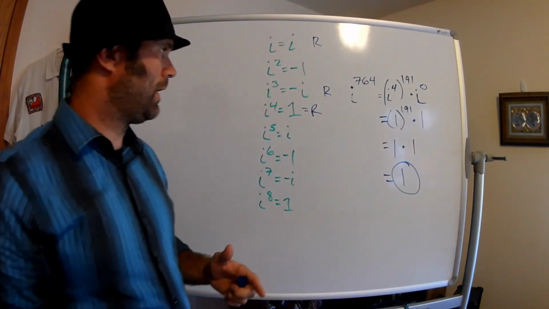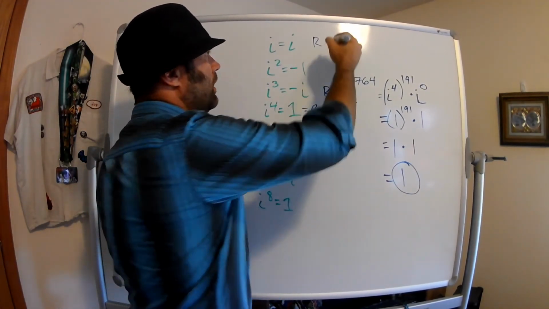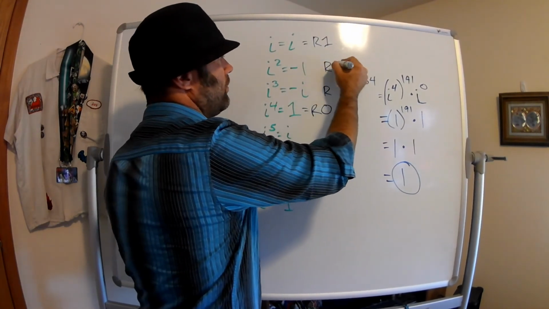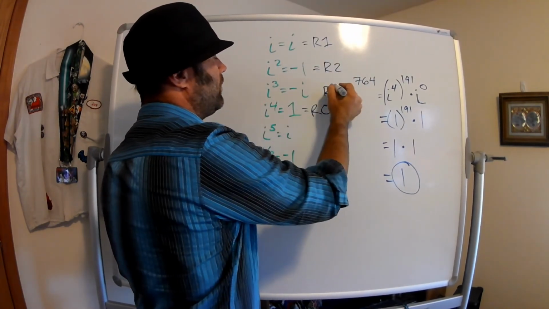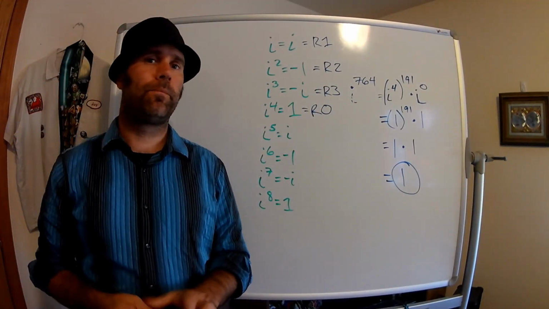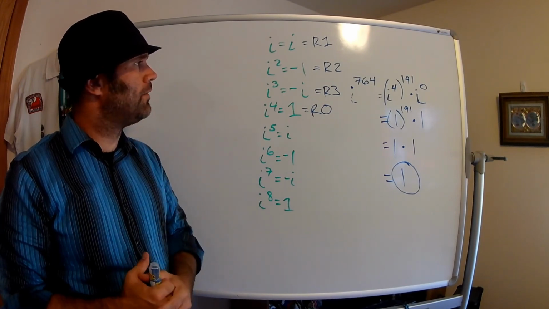You might want to write this down. So if you get a remainder of 0, then it's 1. If it's a remainder of 1, it's I. If you get a remainder of 2, it's -1. And if you get a remainder of 3, it's -I. So that's pretty neat. It's kind of fun.